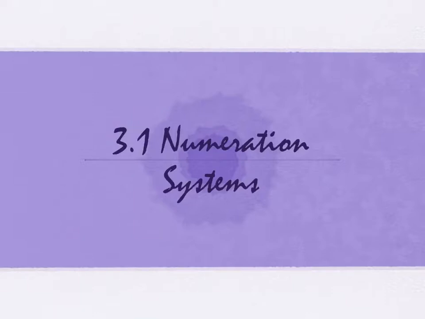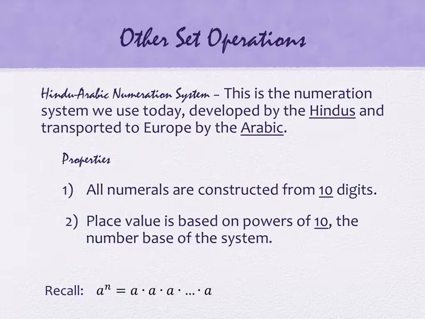The first numeration system we're going to talk about is actually our own. You may or may not have known what it's called, but we have a system called the Hindu-Arabic numeration system. It was developed by the Hindus, and it was transported to Europe by the Arabs. We have 10 digits, the digits 0 through 9. So we don't have a digit 10. Digit means a single character. And we have a place value system that's based on powers of 10. That's the base of our number system.